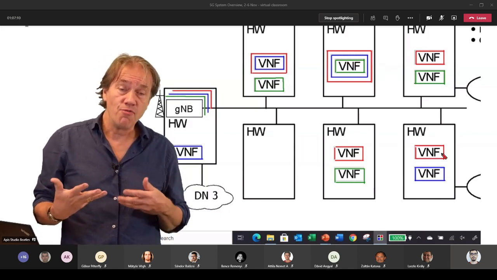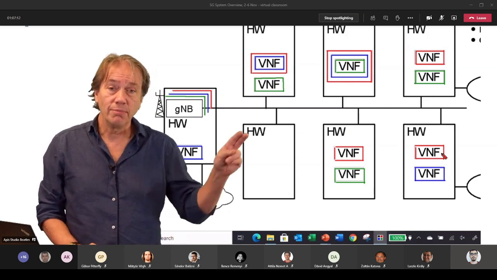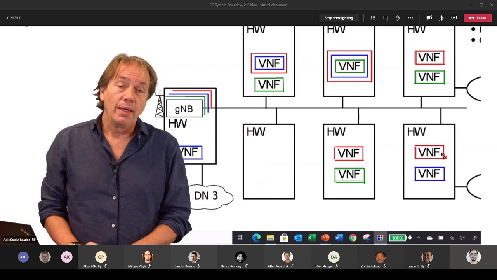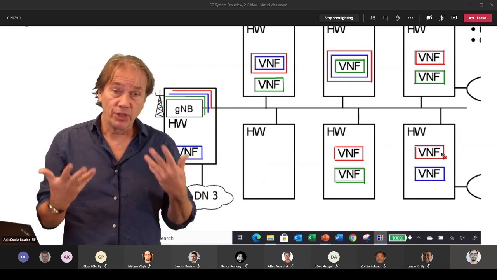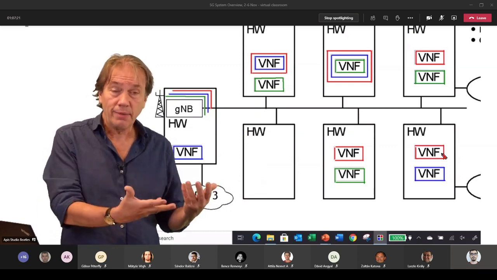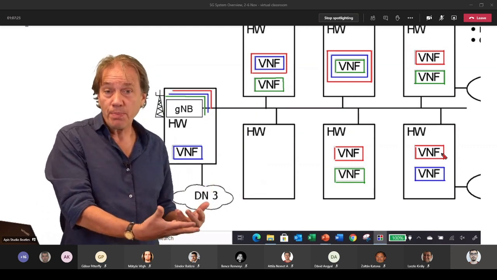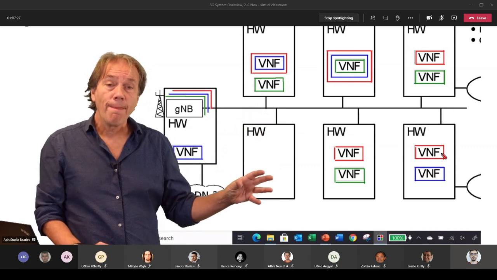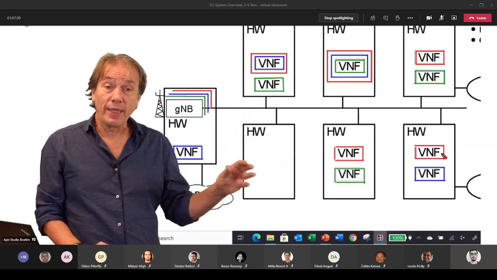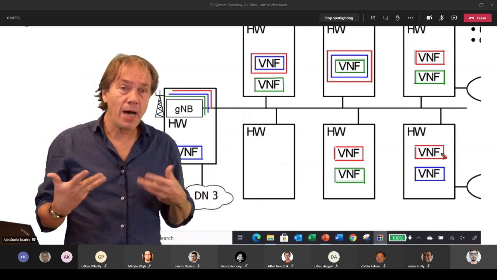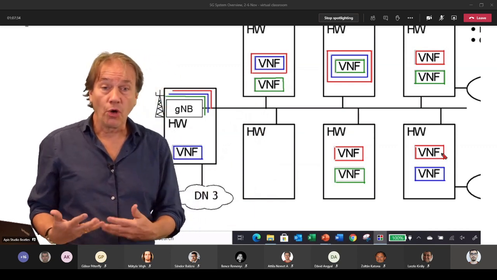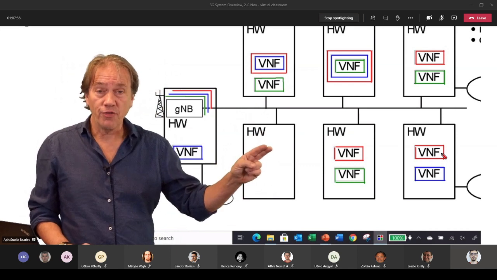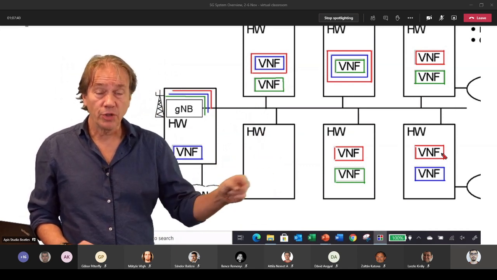If we have virtualized network functions and generic COTS, common off-the-shelf hardware, it means that we don't have to have a spare AMF and a spare SMF and a spare UPF. We can just have some spare hardware, and then the management system can start an AMF or a UPF or a session management function here.